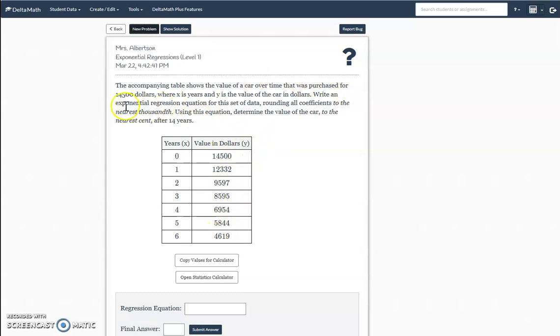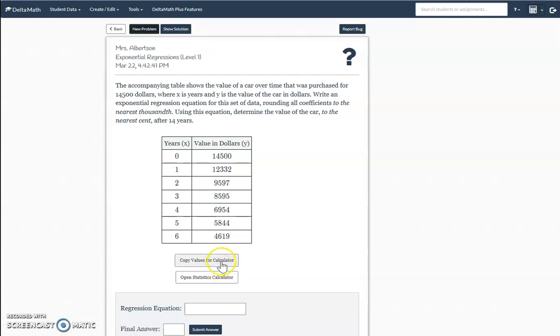All right, so write an exponential regression for this set of data. We are going to the nearest thousandth. Okay, so the way the decimals go, 1 decimal is tenth, then 2 decimals would be hundredth, 3 decimals is thousandth. So we need 3 decimal places. All right, using this equation, determine the value of the car to the nearest cent. So when we go to answer the question of how much the car is worth after 14 years, we want to go to the nearest penny, which would be 2 decimal places, which would be hundredth.